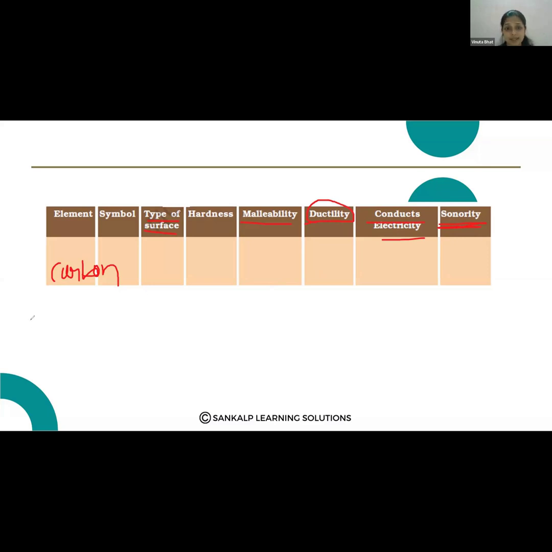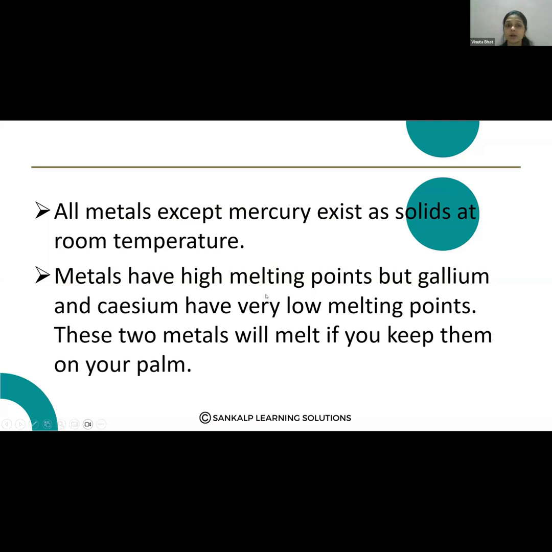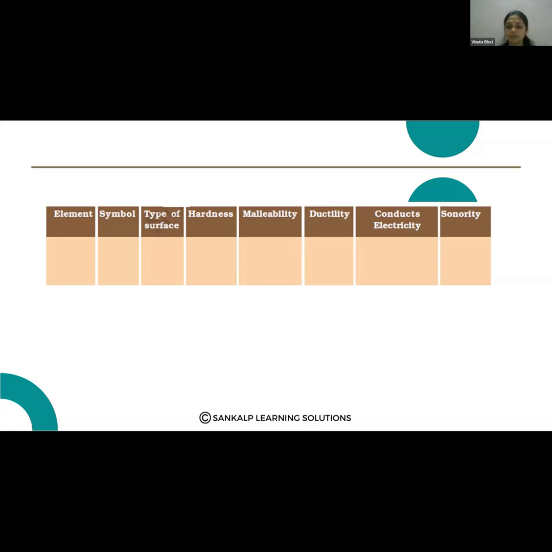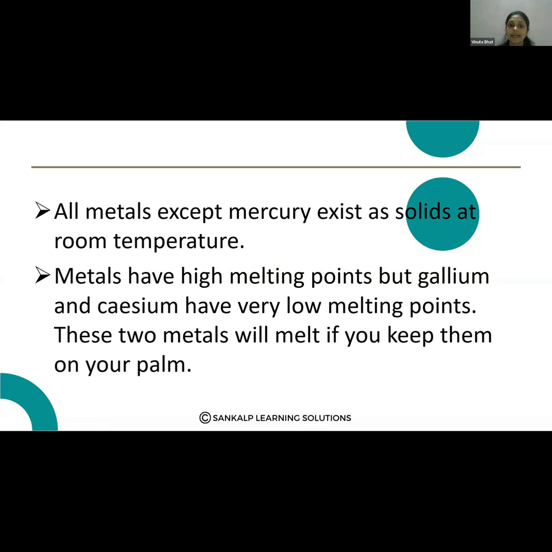But there are some exceptions. So we cannot decide whether something is a metal or non-metal just by observing the physical properties. Very, very important: we have so many exceptions. Let us see which exceptions we can observe. Here, all metals except mercury exist in the solid state at room temperature.